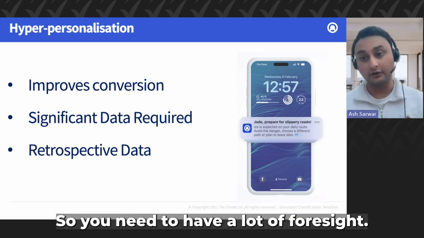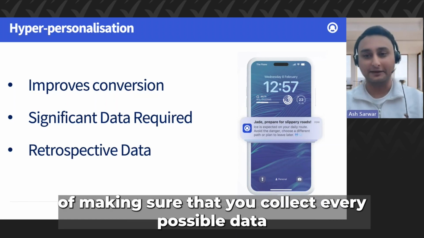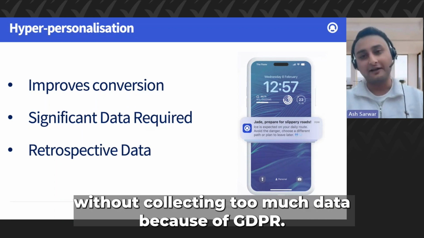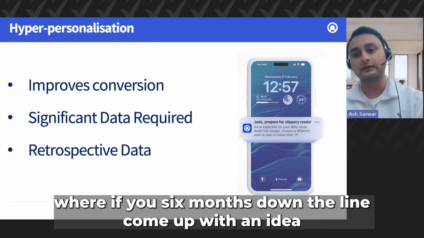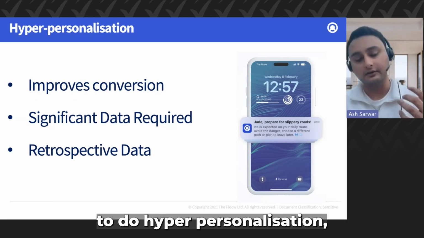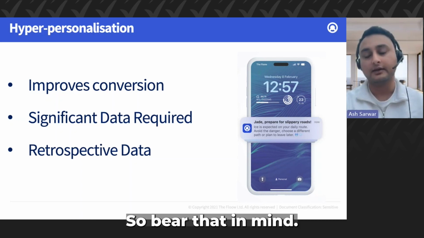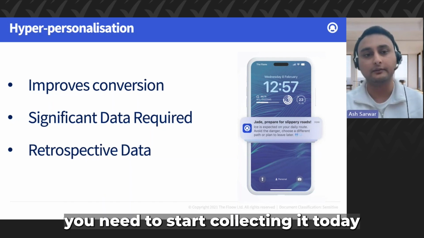So you need to have a lot of foresight, and this is where some of the human ingenuity might come in, of making sure that you collect every possible data point without collecting too much data because of GDPR. Draw the line in a good enough place where, if 6 months down the line you come up with an idea which requires one of those data points to do hyper-personalization, then you have got the right data available to be able to surface that. So bear that in mind. If you think you may use that data, then you need to start collecting it today rather than wait until you need it.